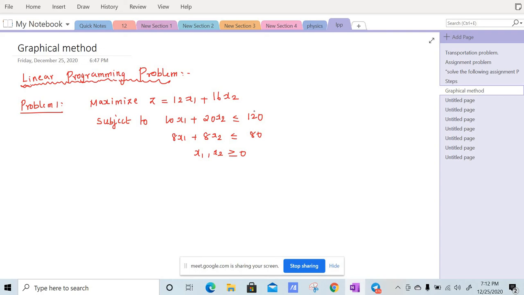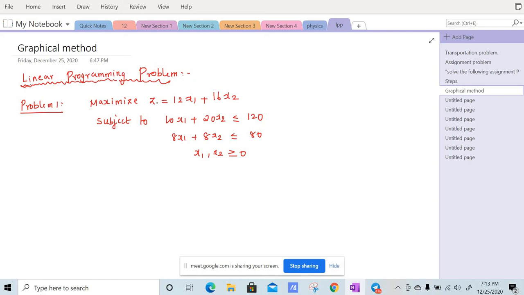So in this video we are going to solve this using a graphical method, and in the successive videos we will be solving using simplex method, and another is big M method, right? So now we will be solving this problem using graphical method, right? So I'll tell you the concept.